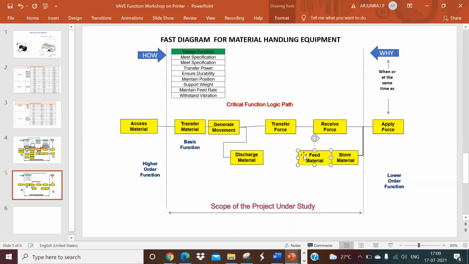Feed material, discharge material. Transport we can insert in between, transport material. Feed material, then transport material, then discharge material. Then it is going to be a basic function, no? Okay, yes, that is the basic function. Absolutely.